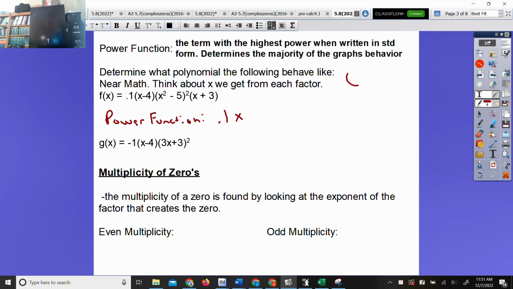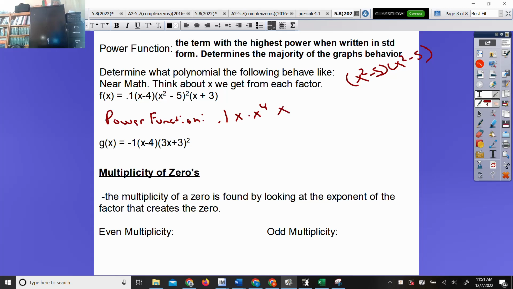If you were to actually completely FOIL out x squared minus 5 by writing it twice and FOILing, what power of x would you get? It gets you x to the 4th. We're doing near math here. We're not doing all of it. We don't have to, to get a power function. It's going to grant you an x to the 4th. And what kind of x would x plus 3 give you? Just gives you an x.